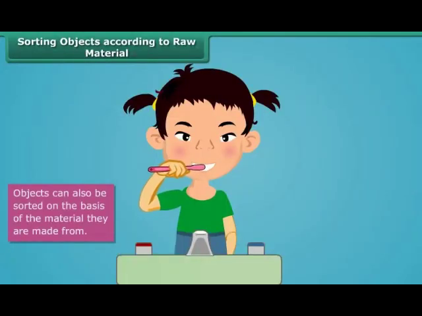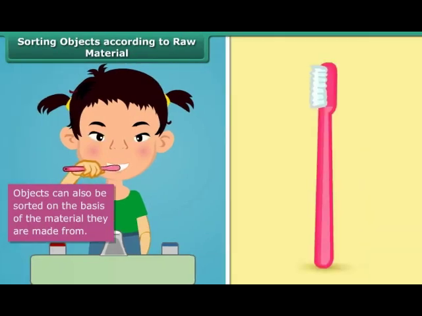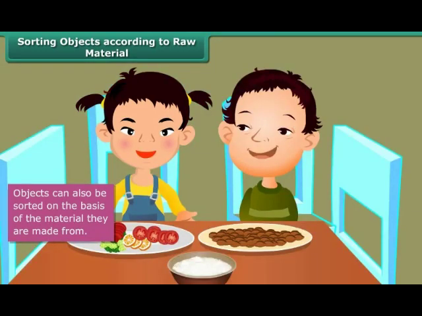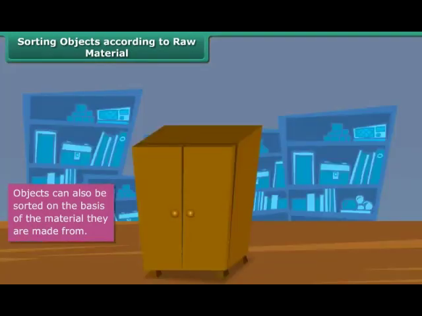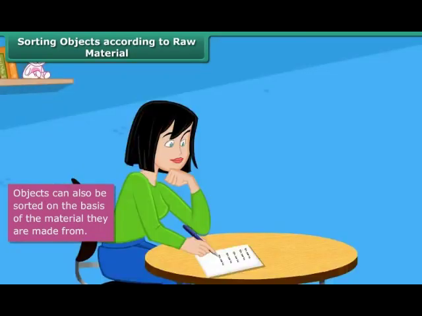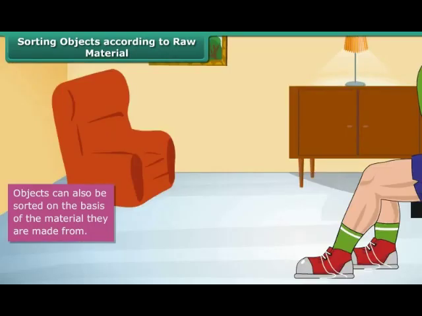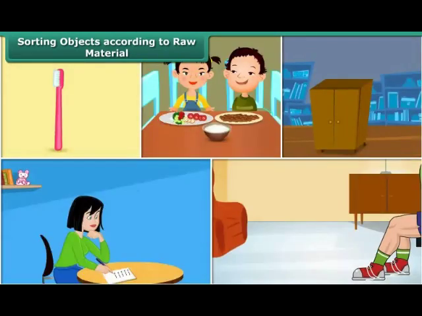The first object you use as soon as you wake up is your toothbrush. Have you ever wondered what it is made up of? It is made up of plastic. The plate you have your breakfast in is made of melamine or stainless steel. The cupboard you keep your books or clothes in is made of iron or wood. The books that you read are made of paper. The shoes you wear are made of leather, canvas or resin. Thus, all the objects that we use in our day-to-day life can be classified on the basis of the raw materials used in making them.